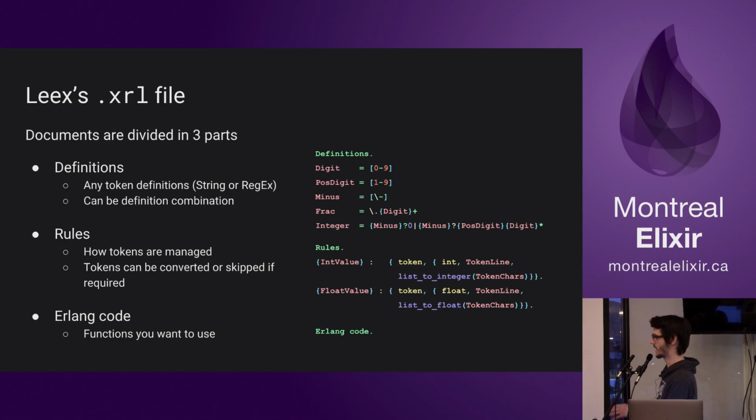And at the bottom we have an int value, which will return a token whose name will be int. We will put the token lines, so it may be easier to debug, and we will cast the token chars into an actual Erlang integer. And you also have the Erlang code, where you can define Erlang functions to use in the Lexer. They may be really handy, but in this Lexer we will not use any, sorry.